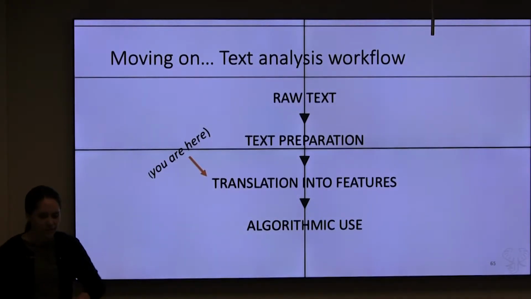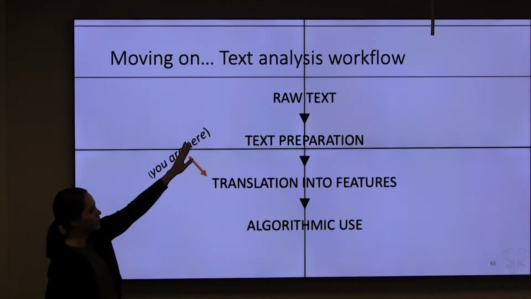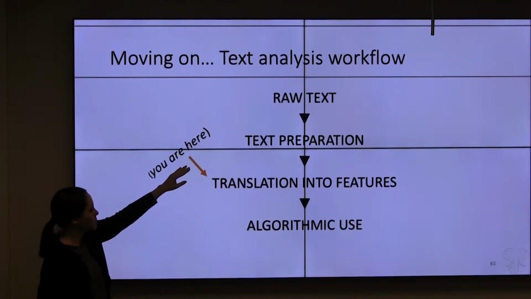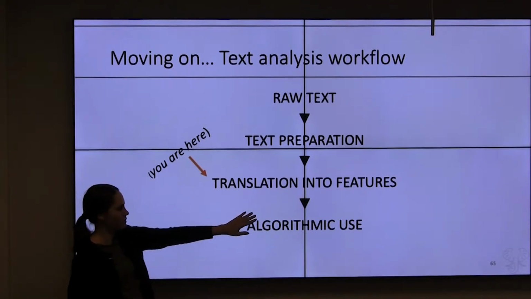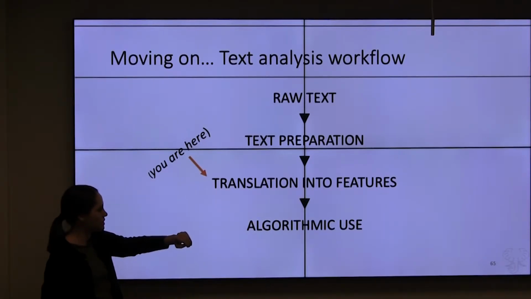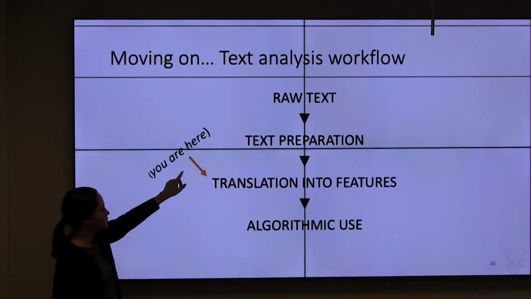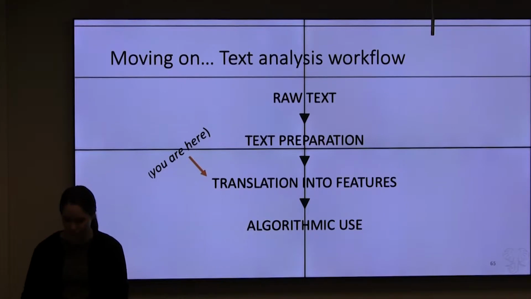Okay, here's another text analysis workflow. Another way we can think about the research process is that we're moving from raw text through text preparation, and then oftentimes researchers move into this phase of translating their text data into features before that's ready to go into algorithmic use. And so this is where we are now in this features bit.